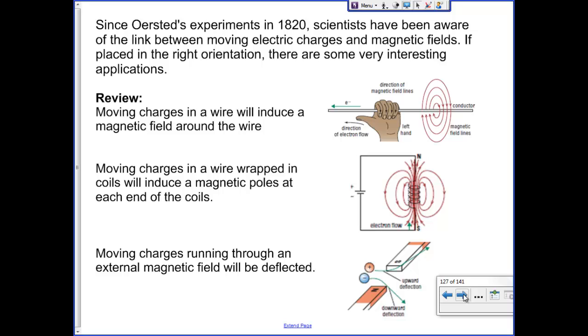The first one was Oersted's experiment. I'm holding my hand here, so I'm using my left hand. If you have a current running through a wire, which would be this one right here, the current is going to induce a magnetic field in circles around your wire. So if your wire goes this way, your fields are going to be in this plane right here, perpendicular to it. That's the first left-hand rule.